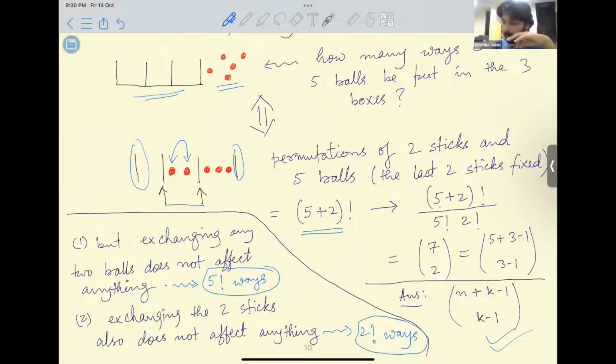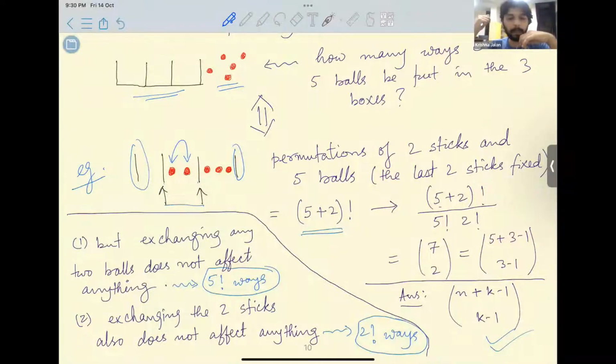Certainly. I've shown you one example of such an arrangement. I've not shown all the arrangements. All the arrangements are 7 choose 2, so there are too many of them. One such example is this arrangement. You could have 1 ball in each of these and all the remaining ones in here. All such possibilities are there. But the key argument is that since the balls are all alike, all red in color, all the same size, exchanging any 2 balls will not give me a different permutation, right? So I have to divide by such repetitions. How many of them are there? 5 factorial of them are there.